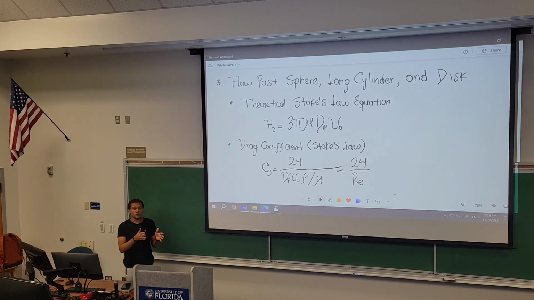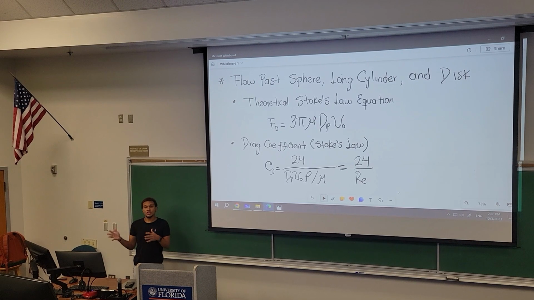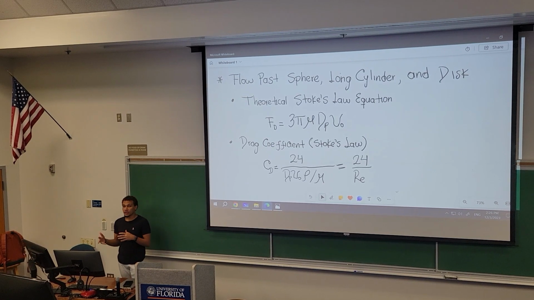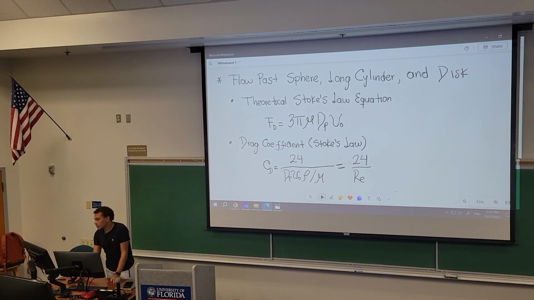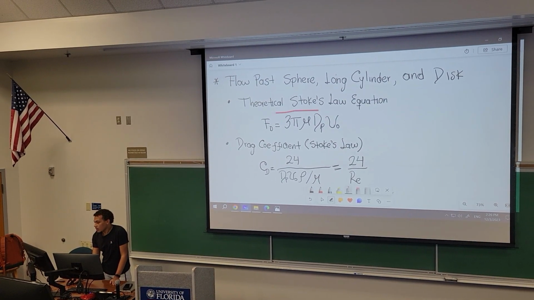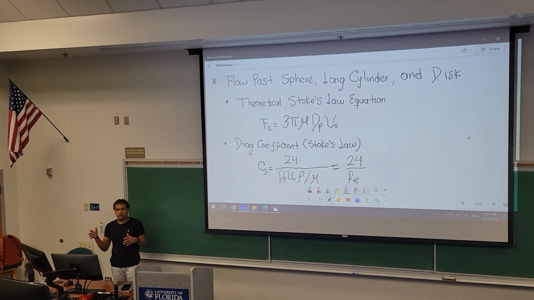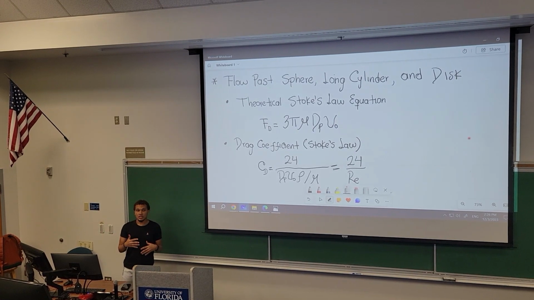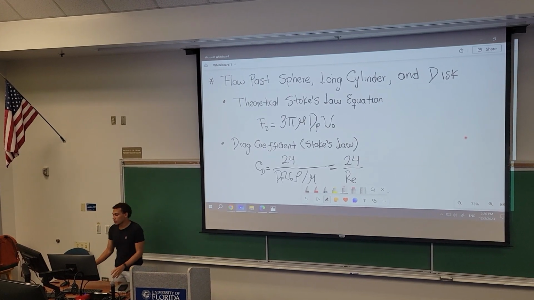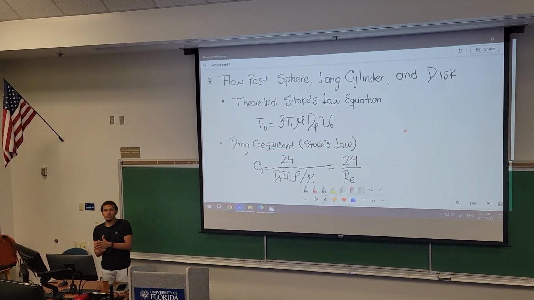In the case of flow past a sphere with a Reynolds number of 1 or less than 1, it has been determined that the experimental drag force is equivalent to the theoretical Stokes law equation, which is provided here. Now this equation can be used along with the experimental drag coefficient equation, which was presented in the previous section, to determine the drag coefficient that is predicted by Stokes law, which is also presented here in terms of the Reynolds number: 24 over the Reynolds number.